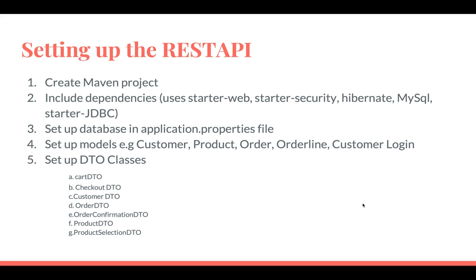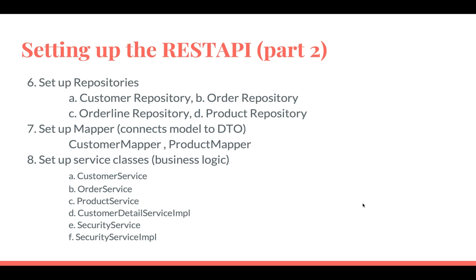Then we set up the models, which include the customer, product, order line, and customer login classes. And then we set up our data transfer object classes, which include the cart, the checkout, the customer, the order confirmation, the product, and the product selection. Then we set up the repositories, which include the customer, order line, and product repository. And we set up our two mappers, the customer mapper and the product mapper.